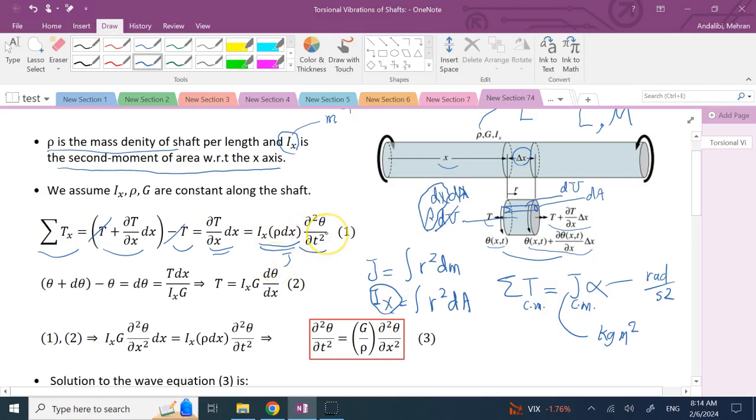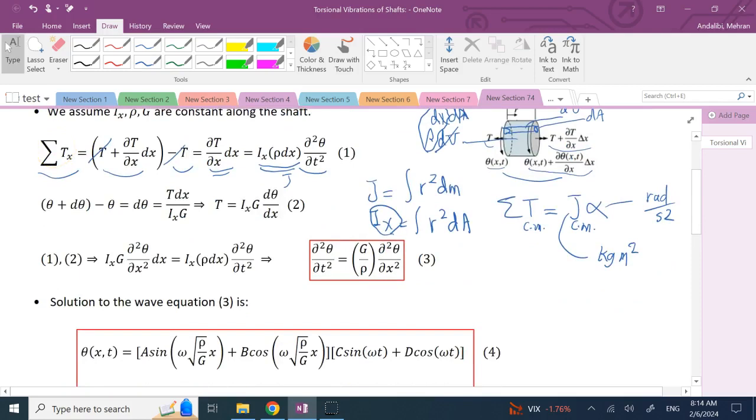So here is my equation number 1. The second equation we have to write is about the angle. The total twist of this element is the twist of the right minus the twist angle of the left, theta plus d theta minus theta, right?